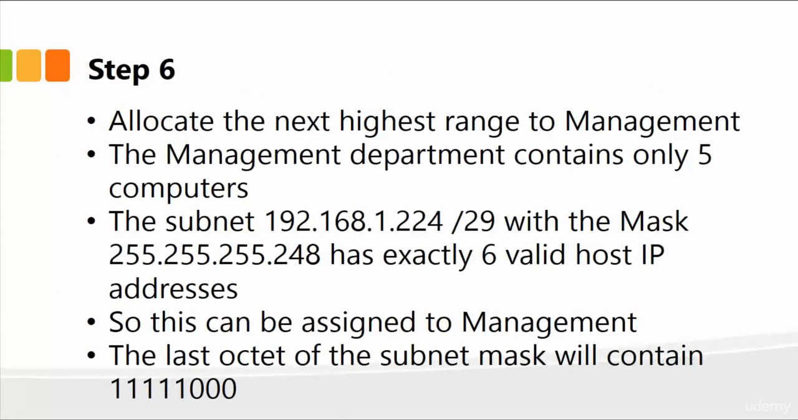And similarly, step 6, allocate the next highest range to management, which is our last department, and it only contains 5 computers. So the subnet mask with the /29 with a mask of 255.255.255.248 has exactly 6 valid host IP addresses. So this can easily be assigned to the management department.